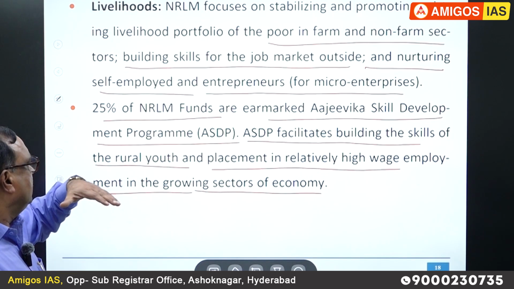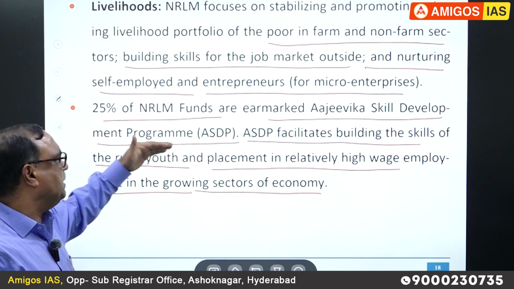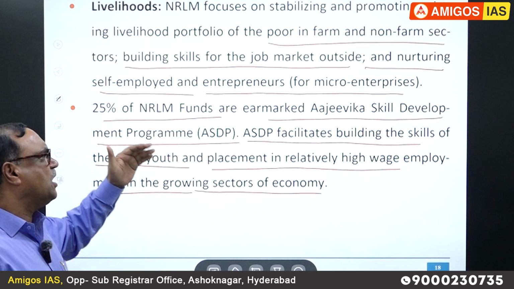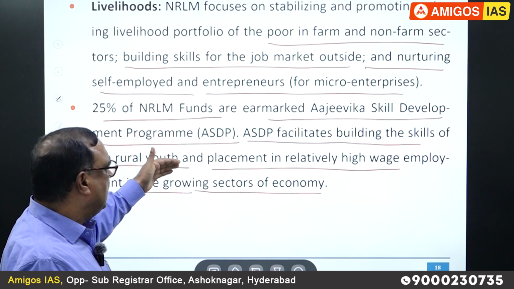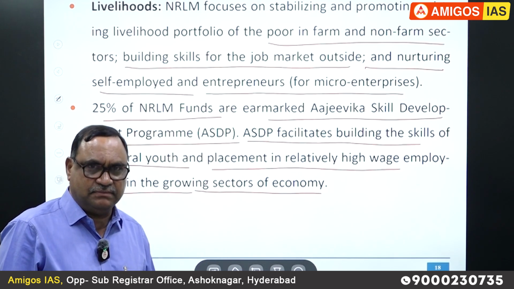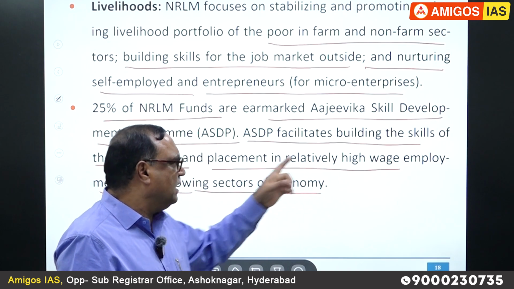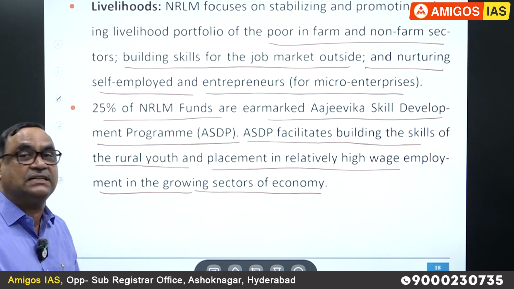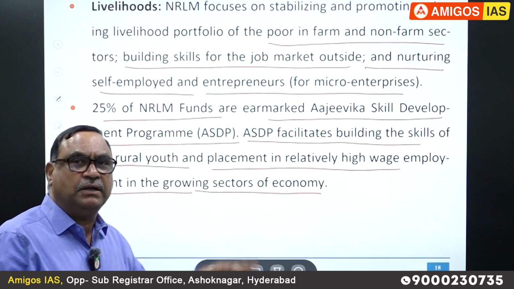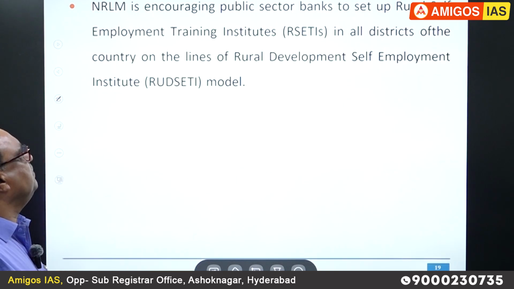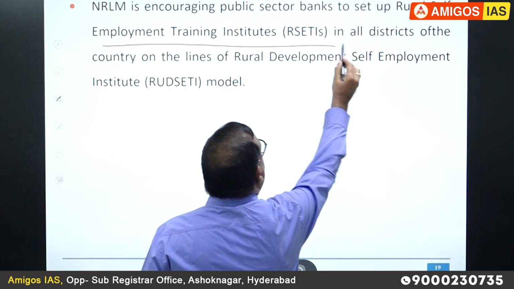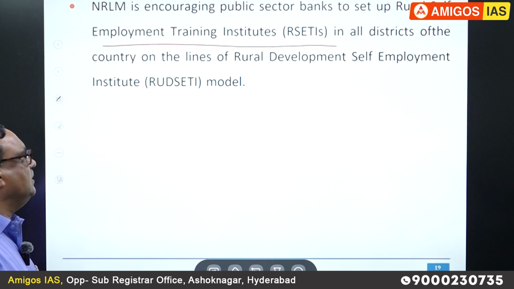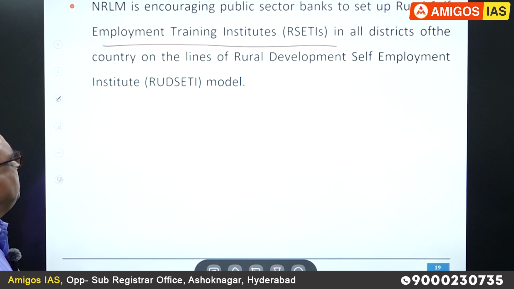Under NRLM, through this Ajivika skill development program, professional skills are provided for the rural youth, and they will be provided the placement, that is placement in relatively high wage employment in the growing sectors of the economy. This is a very important point which you need to understand. Then NRLM is encouraging public sector banks to set up rural self-employment training institutes in all districts of the country on the lines of the rural development self-employment institute model.